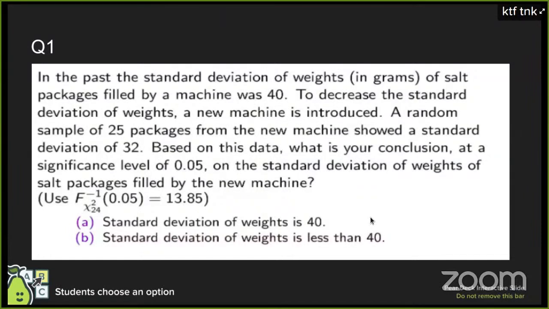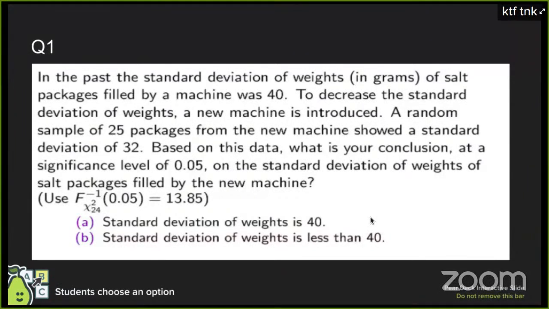So here, what is my null hypothesis? Sigma is equal to 40. What is my alternative hypothesis here? Sigma less than 40. And what is my test? Chi-square.